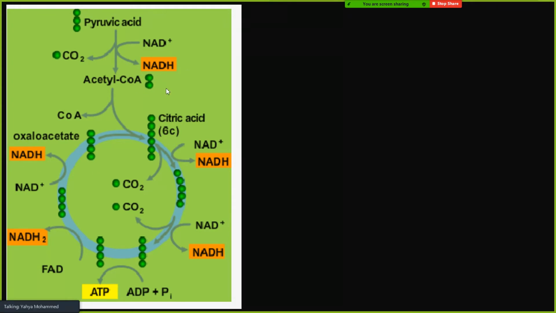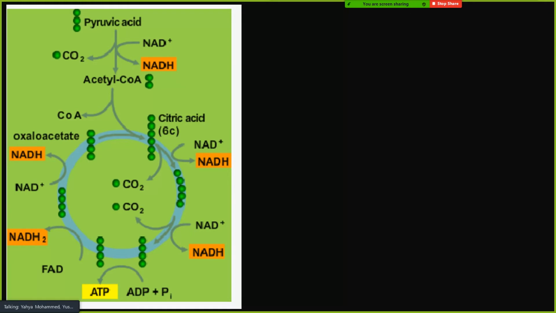Right now it's going to be 1, 2, 3, 4, 5. Each cycle produces 5, I think. You see there's 5 of these oranges. So 5 of those each, and that's for one pyruvate molecule. Remember, there's 2 of these coming in, so in total there'll be 10 NADH.